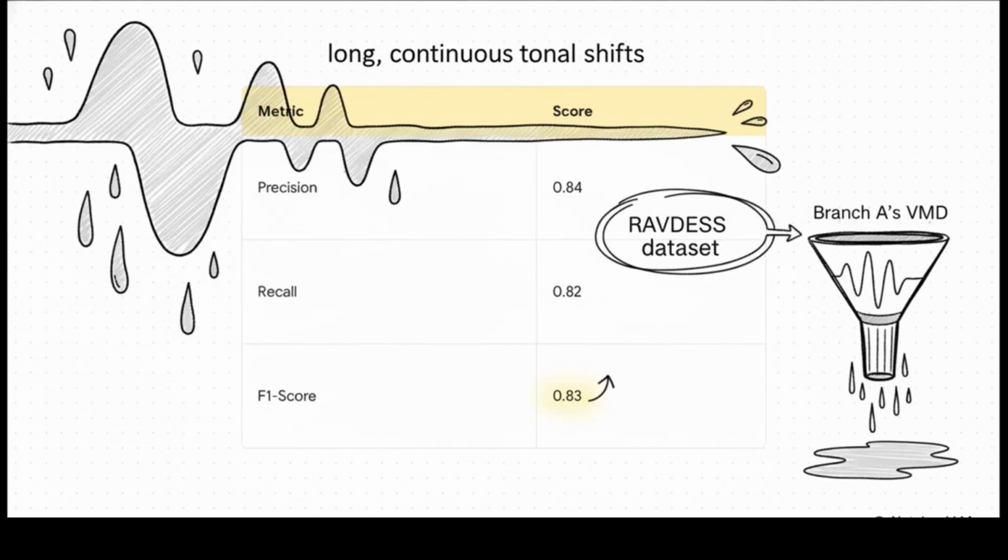And here, this is where we see the payoff. This is where the model really shines. On a different dataset, RAVDESS, look at its performance on the sadness class. It's fantastic, and this is a perfect demonstration of the dual decomposition working as intended. Sadness is an emotion characterized by those long, continuous tonal shifts, exactly what branch A's VMD is designed to isolate and analyze. This result is the proof in the pudding that separating the signals really works.